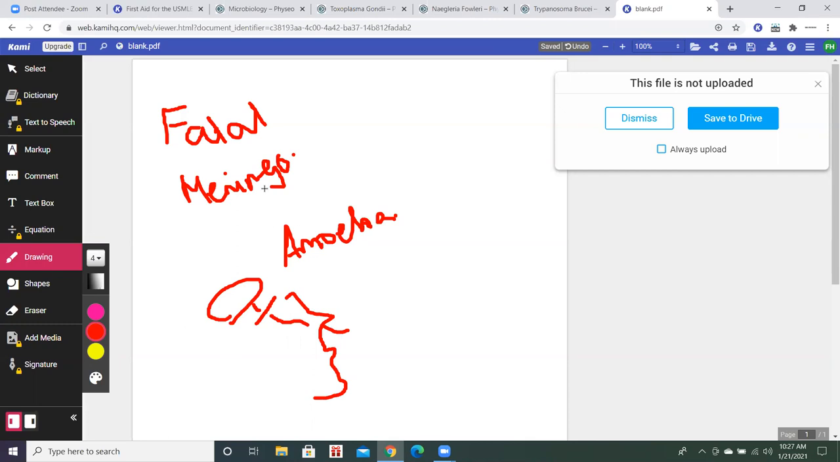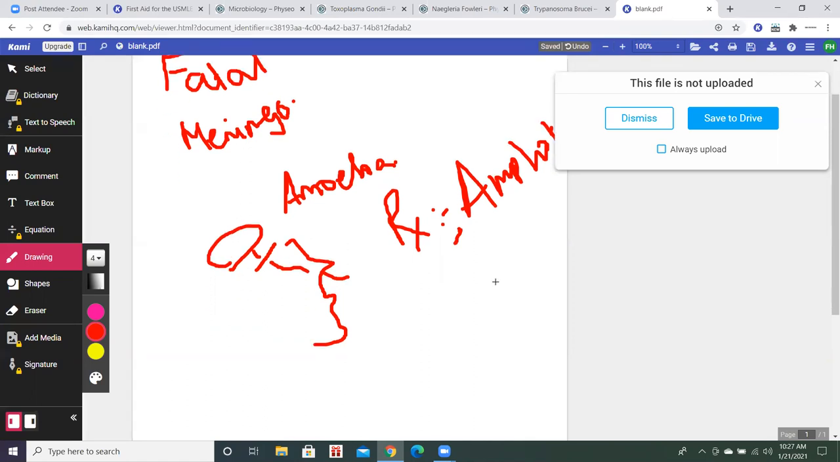Even though this is fatal, we still would have to prescribe a drug to see if it works or not. The drug that we will prescribe over here is amphotericin, to see if it works, because we never know, it might still work at times. So we still have to try as physicians. So we will prescribe amphotericin B. Okay, that's that.